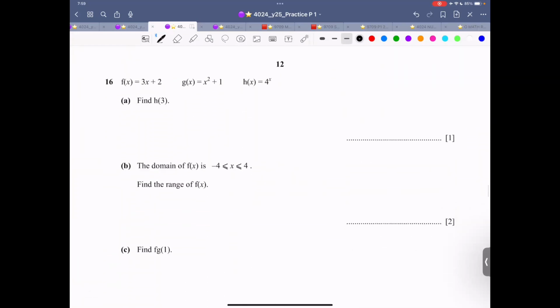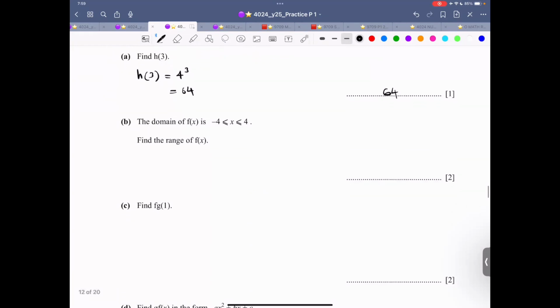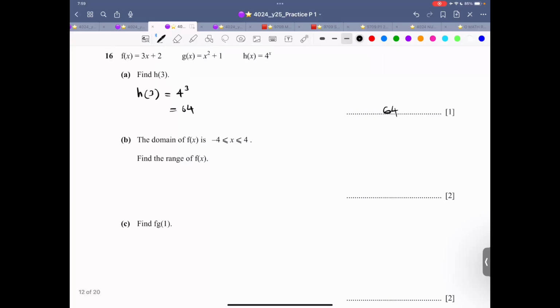Functions. Fx is 3x plus 2. Gx is this. Hx is this. Find h of 3. So h of 3, just plug in the value. That is 4 raised to power of 3, which comes out to be 64. The domain of fx is this thing. Find the range of f.